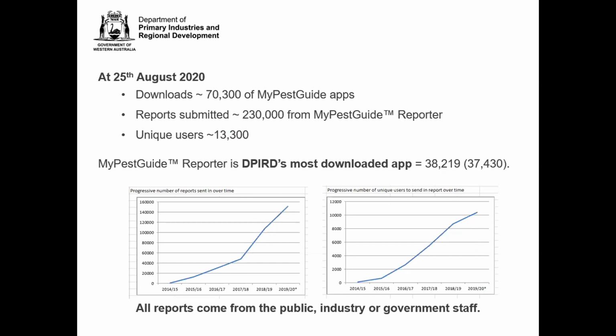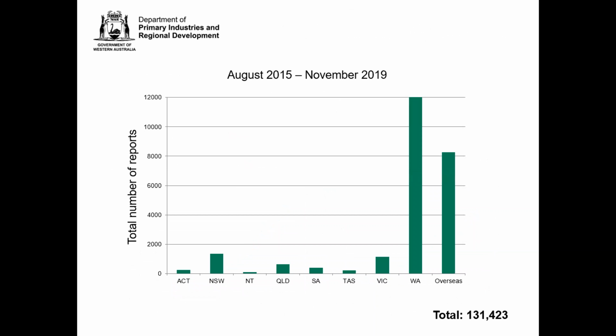You'll see that the progressive number of reports over time is increasing. It's taken quite a number of years to do lots of engagement for people to download it and use it. Once people started using it in about 2017, 2018, in the 2018-19 year, it sort of just took off. And I haven't promoted the application for 2 years. The last time I promoted it was in the other room next door, and that was the development of the MyPestGuide community.